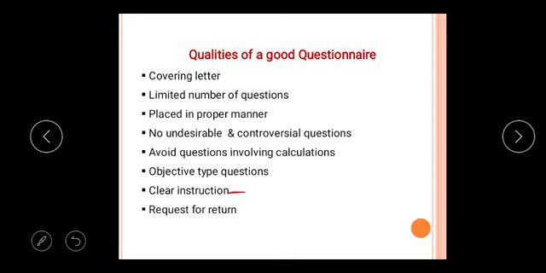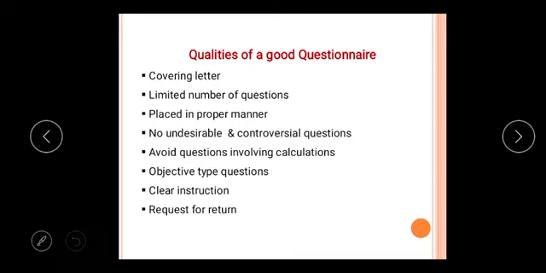It should provide necessary instructions to the informants. For example, the questionnaire should specify the time within which it should be sent back and the address to which it should be sent. Students, lastly, informants should also be requested to return the questionnaire within a specific period of time.